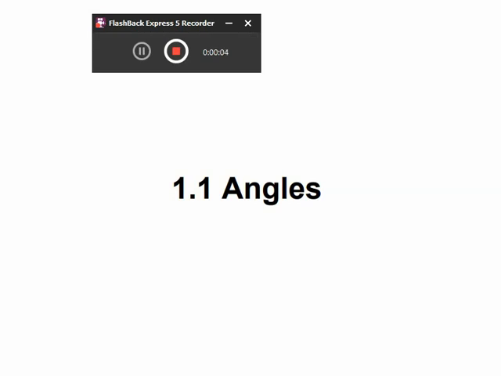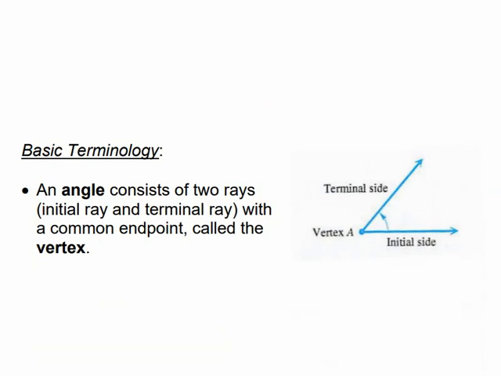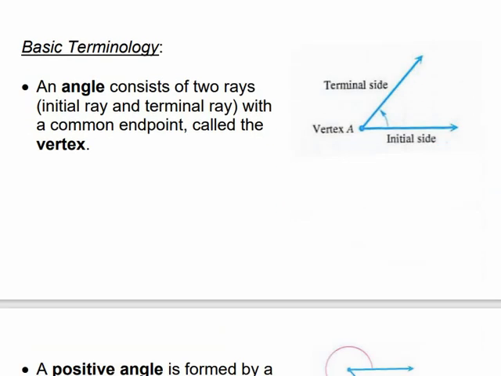I'm Miss Igo and we're going to start this course by talking about section 1.1, which is angles. As we start talking about angles, the first thing we need to do is to discuss some vocabulary, some basic terminology when talking about angles. In this diagram here, we have an initial side and a terminal side, and the point where they meet is called a vertex. The initial side is always going to be parallel with the x-axis, and the terminal side is going to change depending on what the angle is.